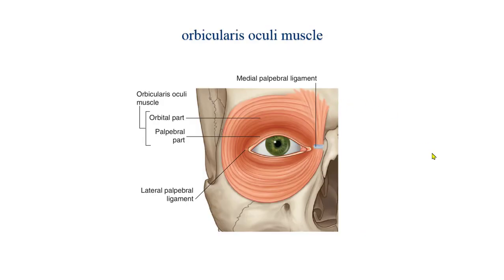This muscle is a sphincter that surrounds the entire eye. Its fibers are divided into two parts: the orbital part and the palpebral part. This is the orbital part. When this muscle contracts, it closes the eyes tightly. The palpebral part of the orbicularis oculi is just a bit closer to the margin of the eyelid. This is also a sphincter around the eye, and when it contracts, the eyelids close gently.